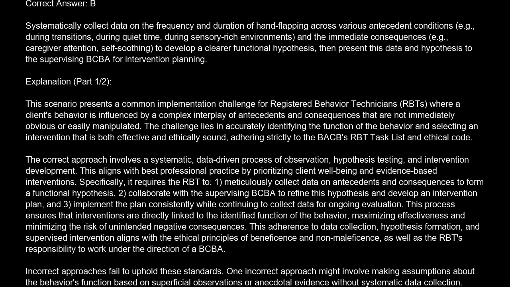Specifically, it requires the RBT to: 1. Meticulously collect data on antecedents and consequences to form a functional hypothesis. 2. Collaborate with the supervising BCBA to refine this hypothesis and develop an intervention plan. And 3. Implement the plan consistently while continuing to collect data for ongoing evaluation. This process ensures that interventions are directly linked to the identified function of the behavior, maximizing effectiveness and minimizing the risk of unintended negative consequences.